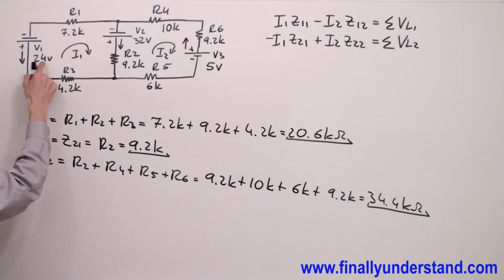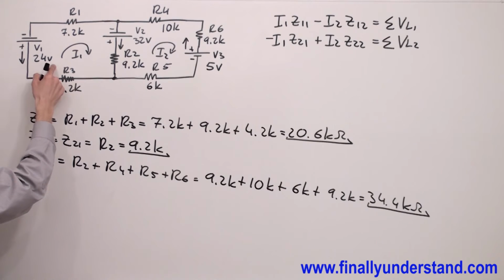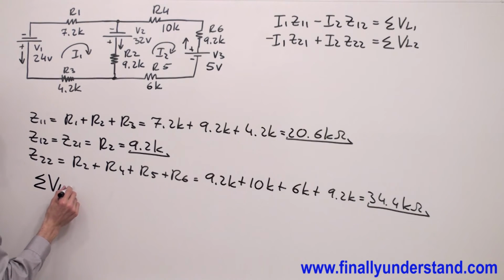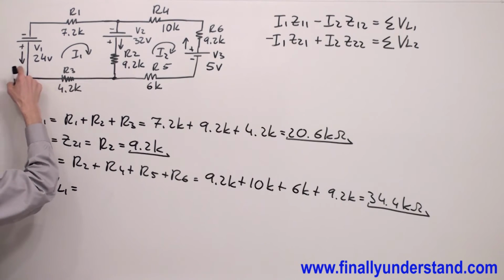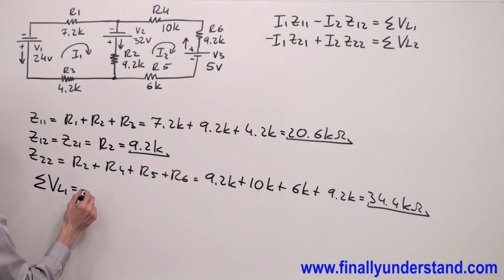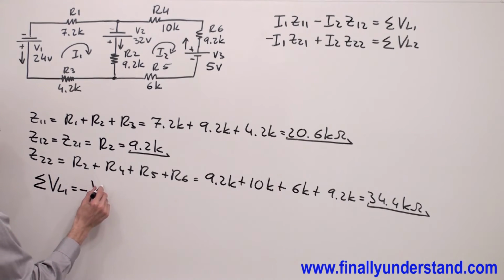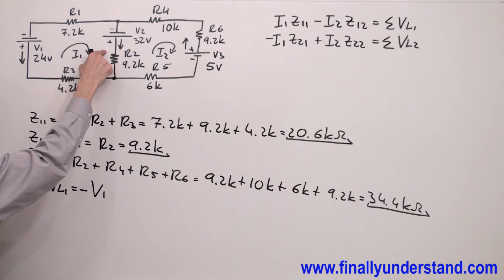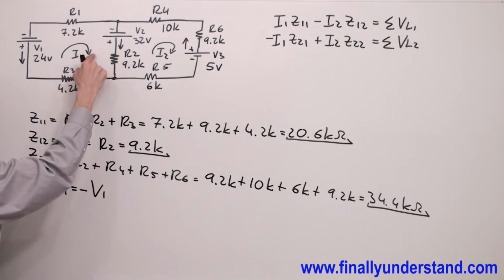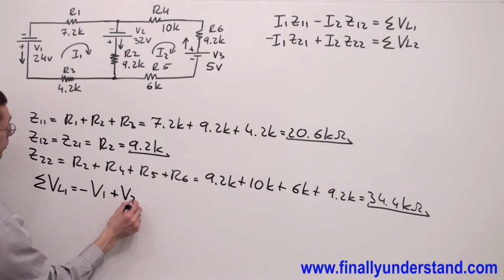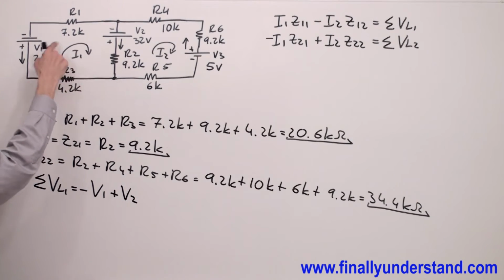Please notice that these two currents are going to oppose each other. That's why I'm going to write the sum of the voltages in loop 1 is equal, because these two currents are opposing each other, I have to write the negative sign first, and I'm going to have negative V1. Now, let's take a look at the second voltage source. These two currents are going in the same direction, right? That's why I'm going to write plus V2. And I'm finished with the first loop.